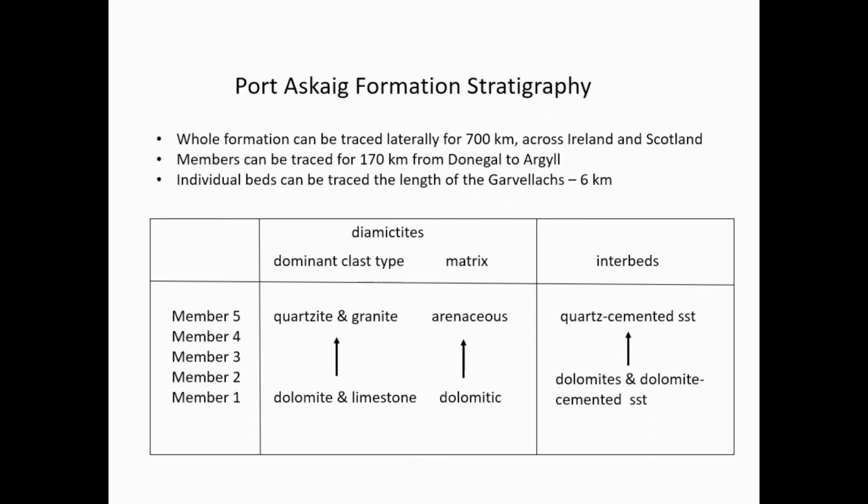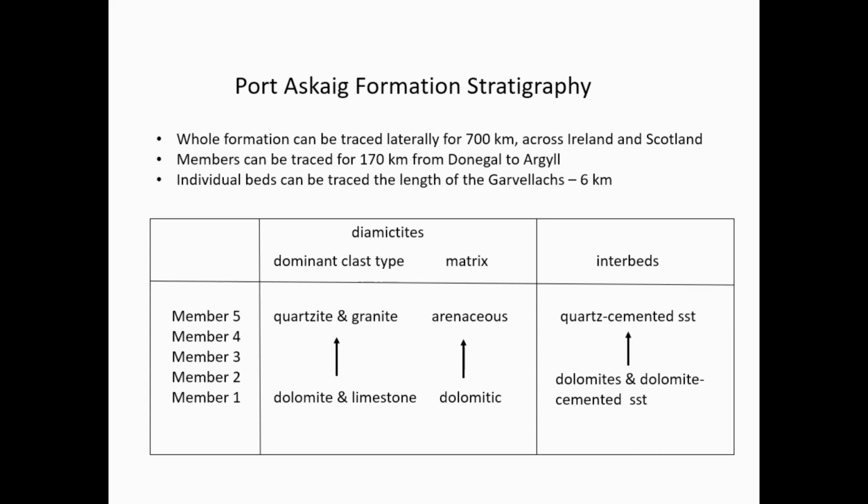Throughout this area, throughout the whole of Scotland and Ireland, a distance of about 700 kilometres, the stratigraphy of the Port Askaig Formation is similar. There's a progressive evolution from diamictites bearing dolomite and limestone clasts and with a dolomitic matrix, upwards into diamictites with predominantly quartzite and granite clasts and a more quartzitic arenaceous matrix.